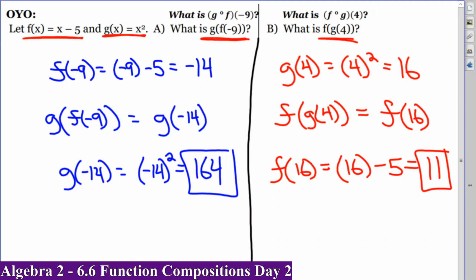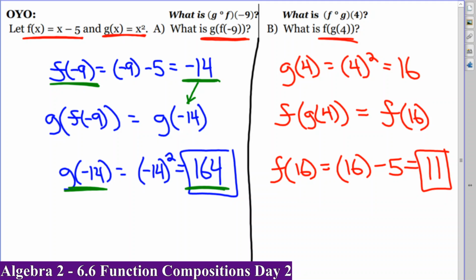Okay, so double checking our answers here for part A, we should have gotten 164. Evaluate f of negative 9 first. We get an output of negative 14. And then I'm going to input that in for g, and I find that g of negative 14 gives me 164.